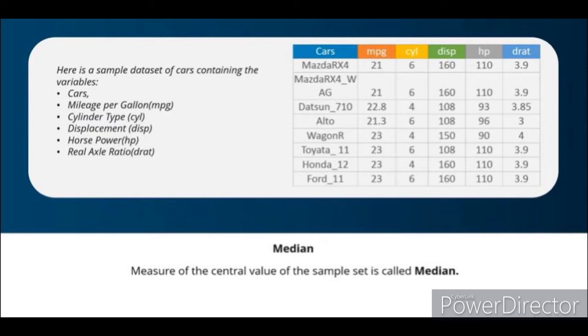22.8 and 23 are my two middle values. And I'm taking the mean of those two, hence I get 22.9, which is my median.